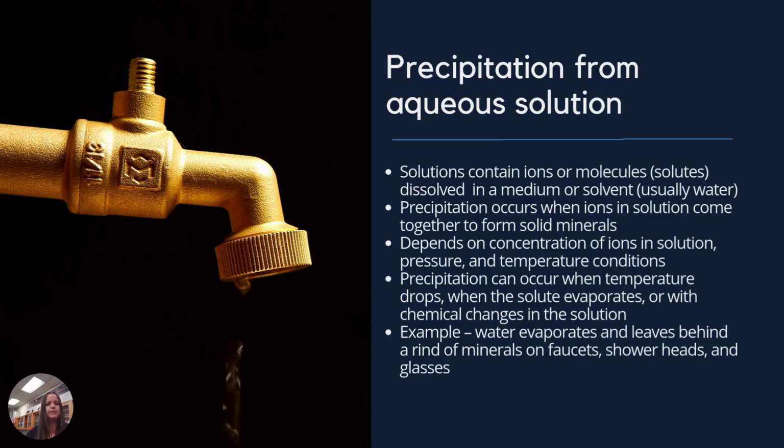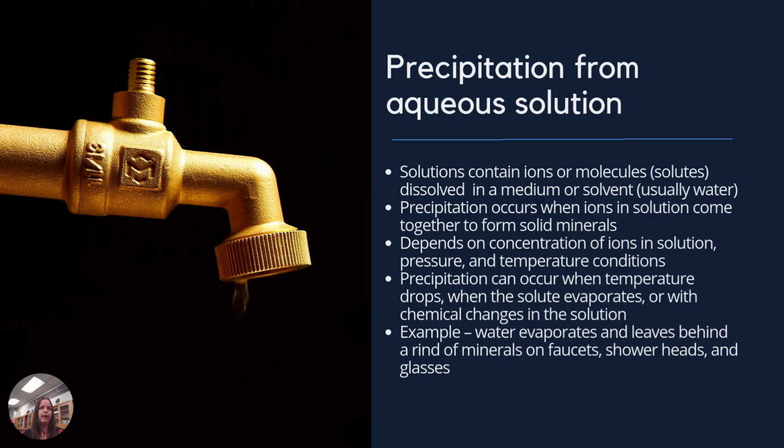So the first one we're going to look at is precipitation from an aqueous solution. This is something that you can see happening in your house. Certain solutions, or water, contain different solvents, so they contain different minerals. And when precipitation occurs and dehydration or evaporation happens, things are left behind. Like on your shower heads, on your faucets, maybe on your glass shower door, you see mineral deposits left behind. We call that hard water deposits a lot of the time, and that is minerals being left behind after the water has evaporated.